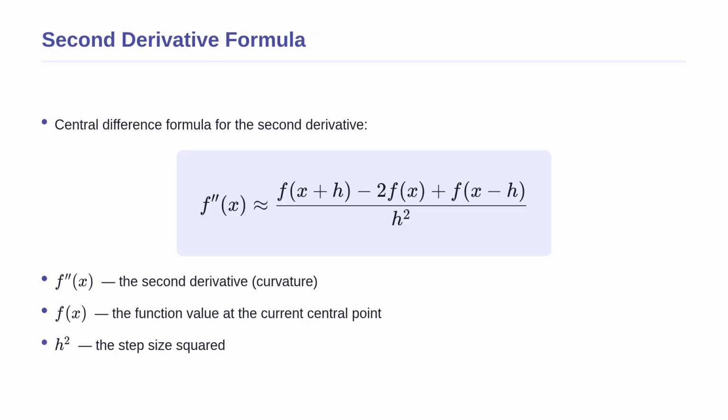Here is the resulting formula for the second derivative. To use it, you take the function value one step forward, add the function value one step backward, and then subtract twice the function value at your current central point. Finally, you divide the whole thing by the step size squared. Just like our first derivative formula, the error here is also of order h squared, making it highly accurate. This specific formula is the absolute backbone of solving complex physics problems on computers, like simulating heat flow or wave propagation.